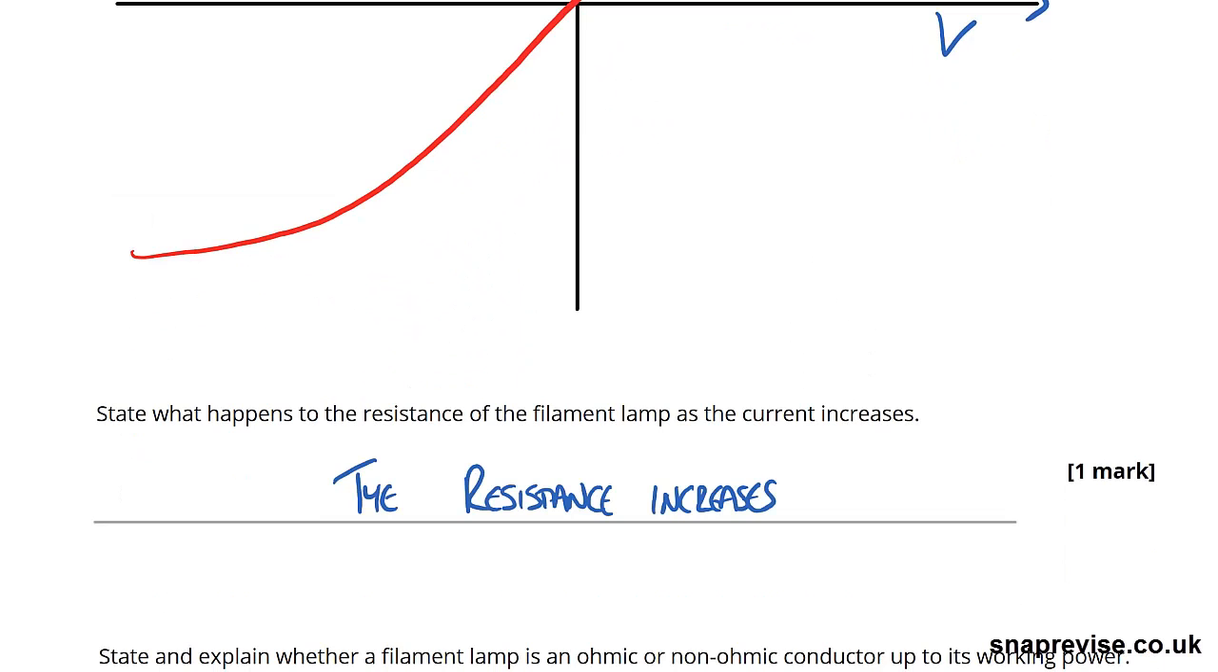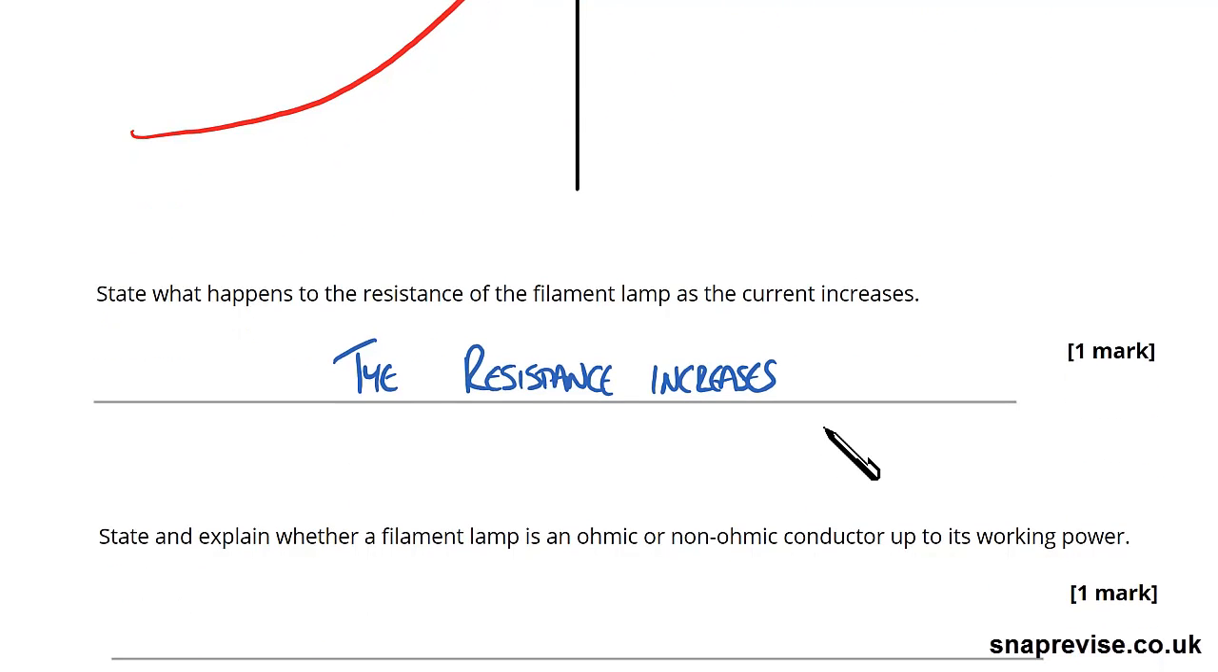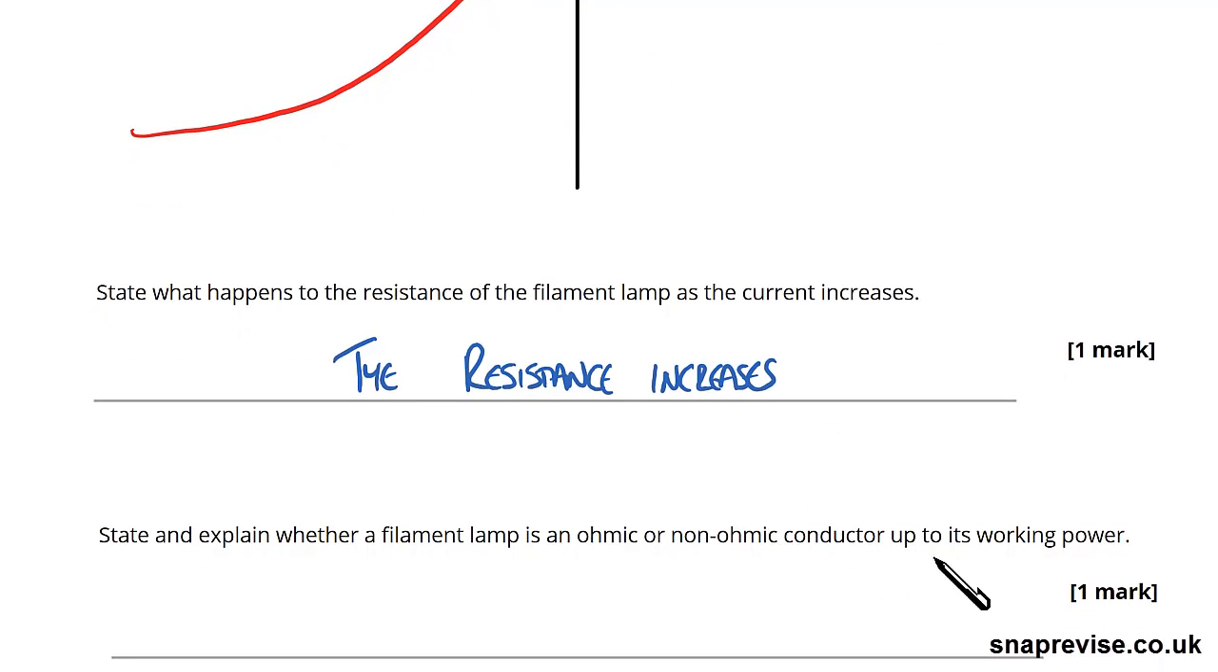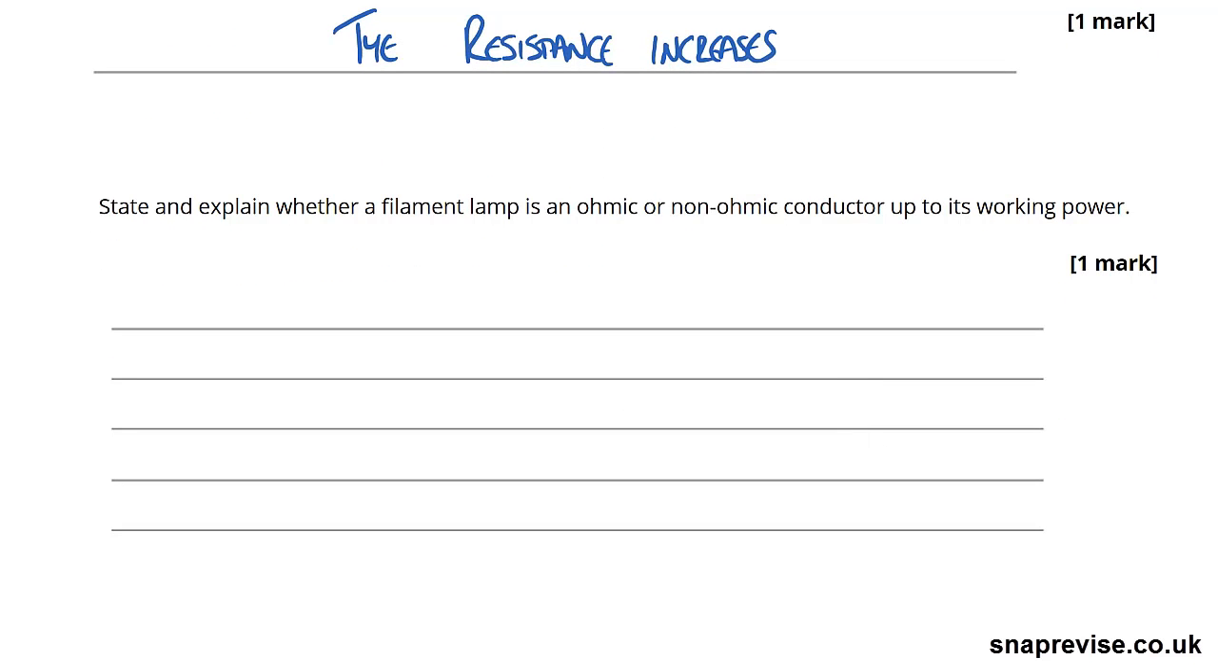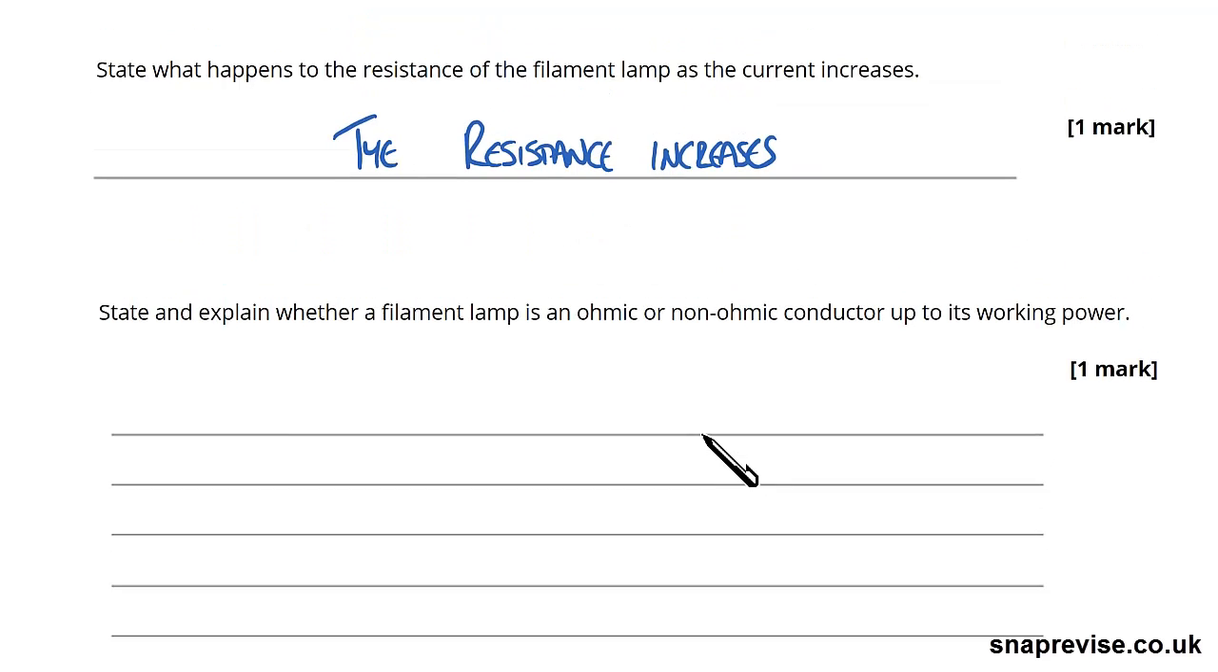So the next thing they'd like us to do is to state whether a filament lamp is an ohmic or non-ohmic conductor up to its working power. We don't need to worry too much about what that exact last sentence means. It's more just asking whether it's ohmic or non-ohmic. So what do we say? Well, the very first thing we do is just look back at this graph.